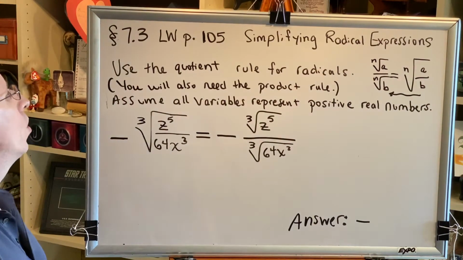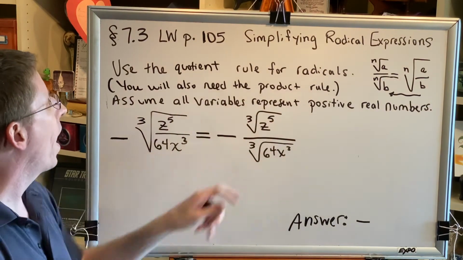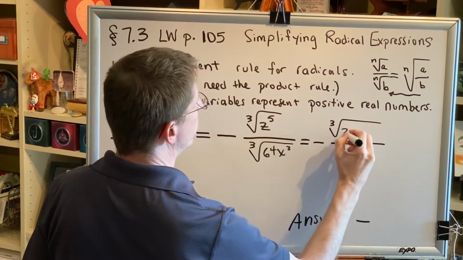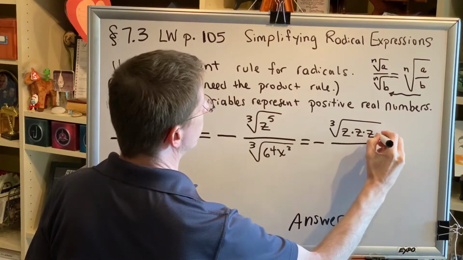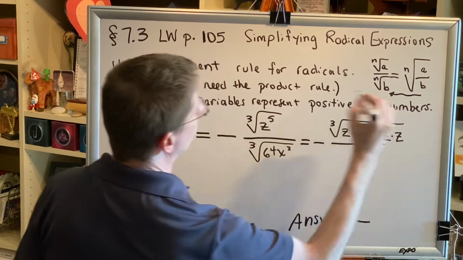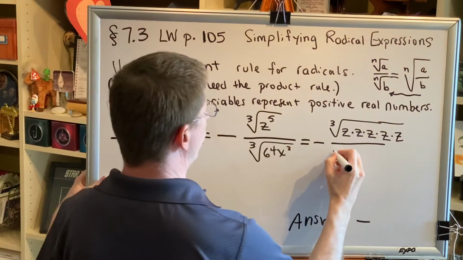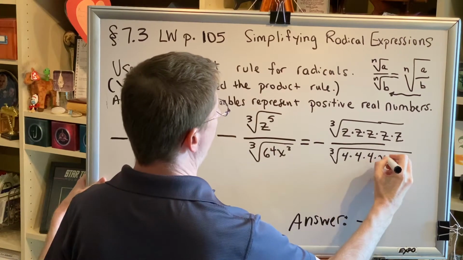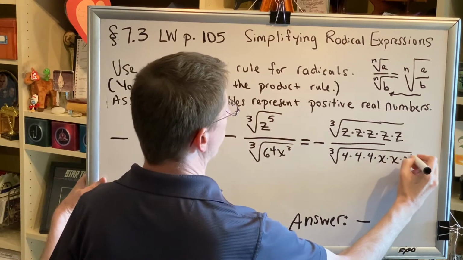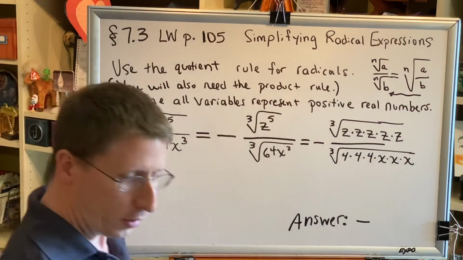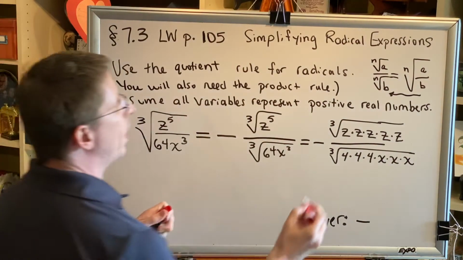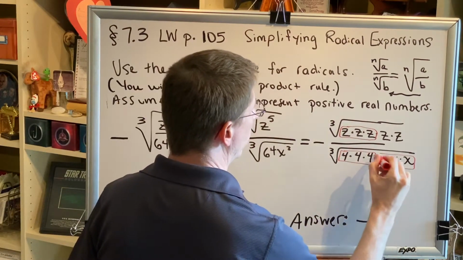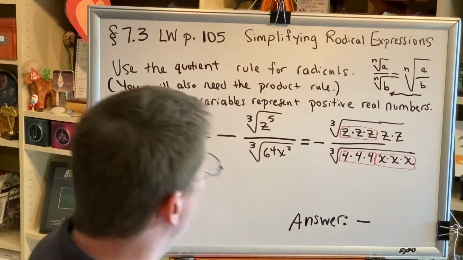Okay, now I'm going to see if I can simplify both of these radicals. Well, we know that a cube root of z to the fifth is just a cube root of z times z times z times z times z. And we also know that the cube root of 64x cubed could be written as 4 times 4 times 4 times x times x times x. These are both cube roots, so as we simplify, we're looking to make groups of 3. So here's a group of 3, here's a group of 3, here's a group of 3. Each group sends one representative out to multiply.